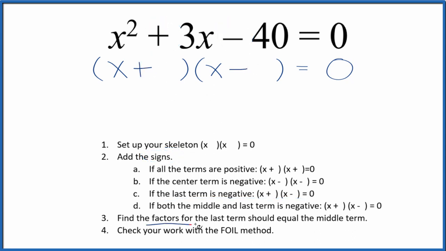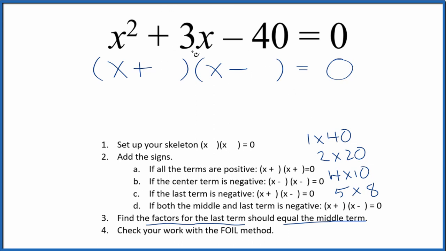Next, we want to find the factors for the last term, that's the negative 40, and they should add up to the middle term, 3x. So here are the factors for 40. And as I look at the factors for 40 here, 5 times 8 would give me 40, and the difference between 5 and 8, that's 3. So the question is, where do I put the 5 and the 8?